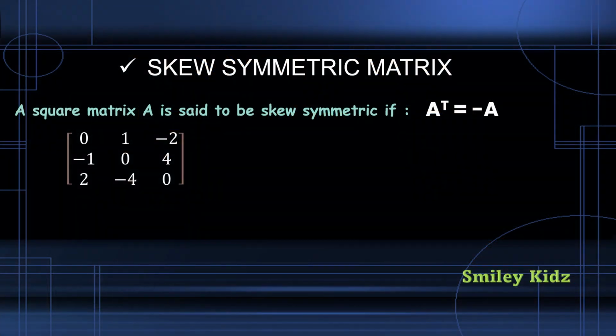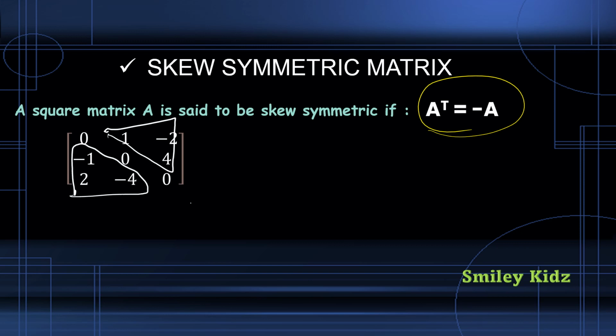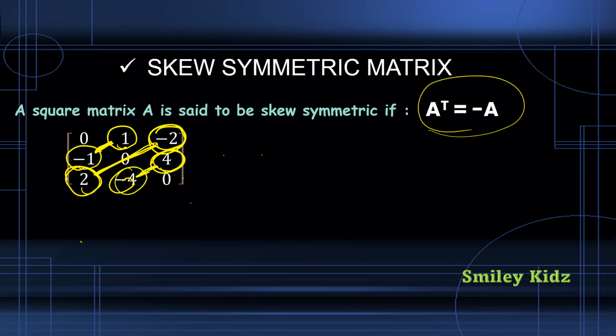Moving forward, we have the skew symmetric matrix where A transpose will be equal to minus A. What does this mean? Now, if you look over this matrix right over here and take a look at the lower triangle and the upper triangle, you observe that their signs got changed. Here it's 1, here it is minus 1. Still they are straight. Minus 2, 2. Still they are straight. 4, minus 4. Still they are straight.